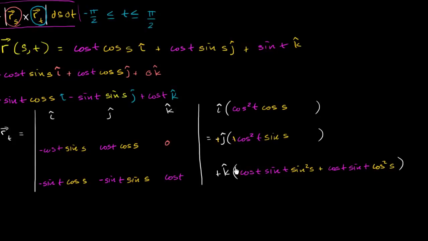And so what we can do over here is we can factor out the cosine t sine t. And so this is equal to cosine t sine t times sine squared s plus cosine squared s. And this we know, the definition of the unit circle, this is just going to be equal to 1. So that was a significant simplification.